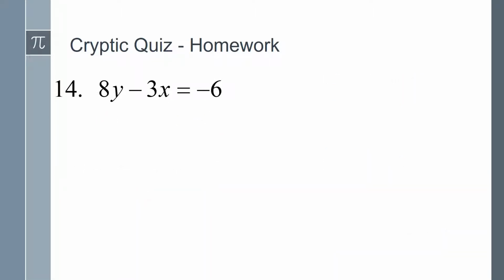Example, now we have 8y minus 3x equals negative 6. Now what I want you to notice here is that this is written sort of differently. The 3x is actually to the right of the 8y because it's the 3x that we need to get rid of. And since we're subtracting the 3x, we're going to add 3x to both sides. Since it's negative 3x on the left, when we move it to the right, it becomes positive 3x. So we add 3x to both sides.